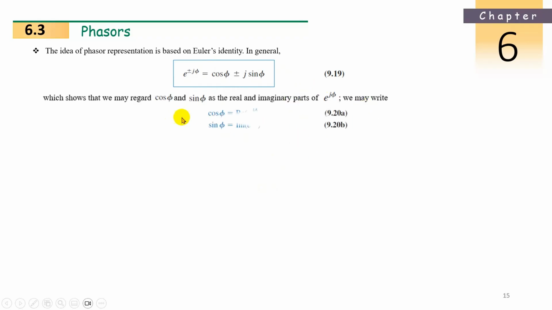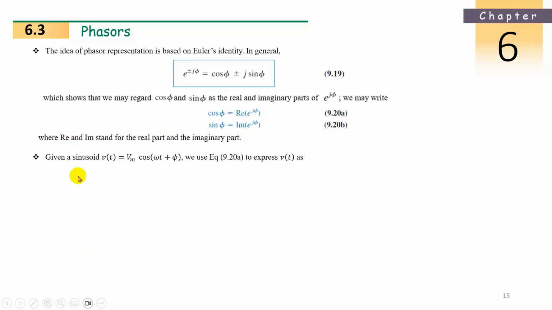So then we can write cos phi as the real part of e power j phi, and sine phi as the imaginary part of e power j phi, where Re and Im stand for real and imaginary. Given a sinusoid, we know this. Now coming to the original equation for voltage and current, we have to convert that into a phasor.